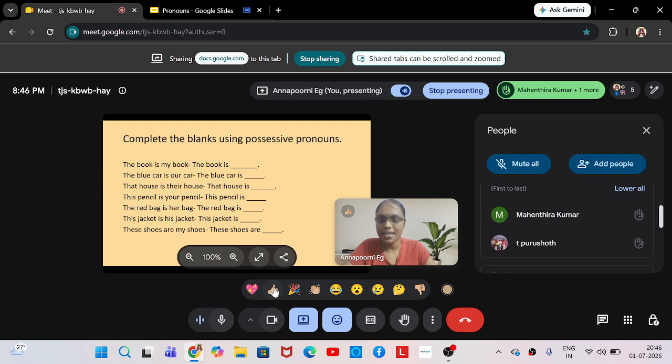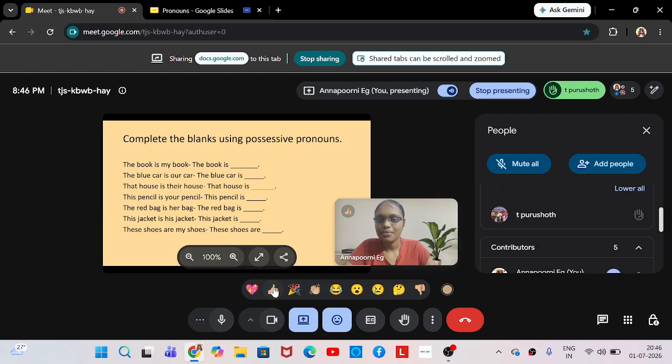Next, Sairam, the second one. The blue car is ours. Ours. Very good. Don't say the blue car is our car. The blue car is ours. That is easier.